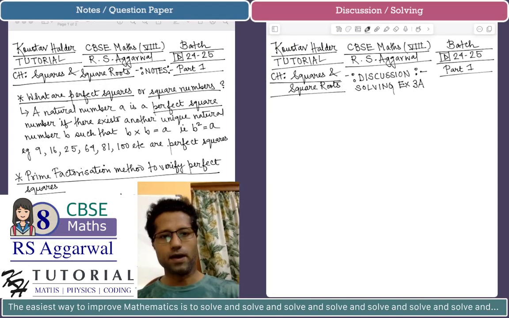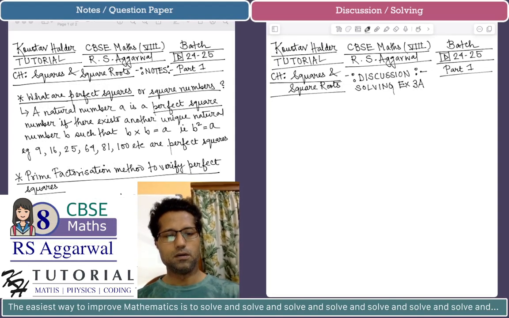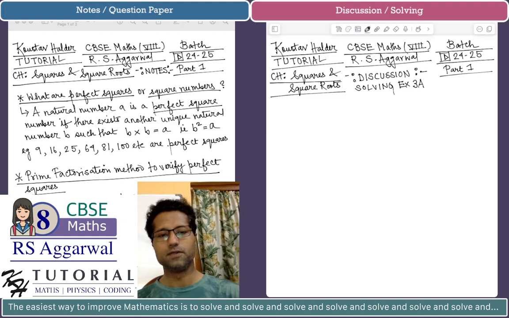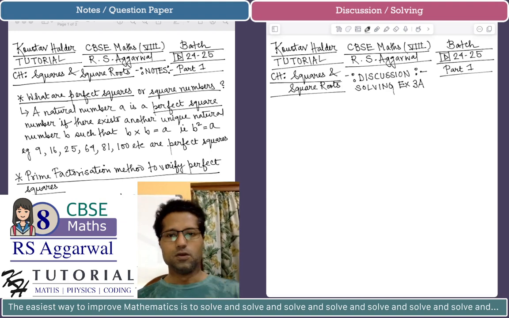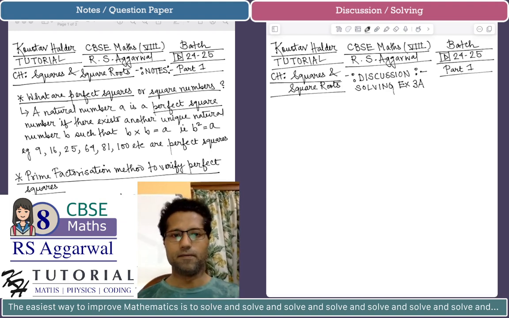Okay, so I have prepared my notes on today's topic. I hope you can see my notes on the left hand side. On the right hand side, I will do any kind of discussion, and I will also solve the exercise problems of exercise 3A from the textbook of author RS Aggarwal, which is the first exercise on the chapter of squares and square roots. So what are perfect squares or square numbers?